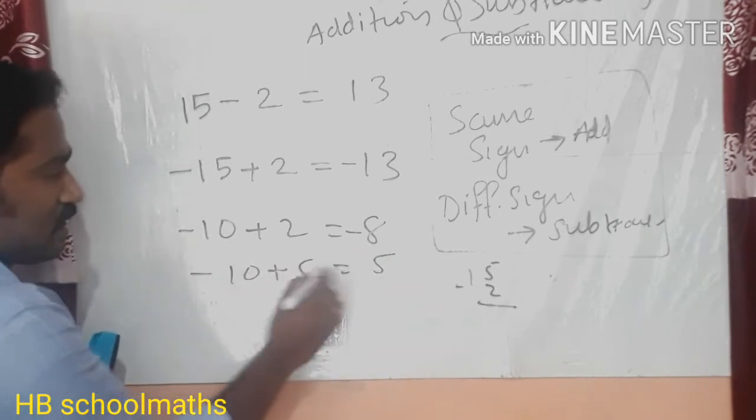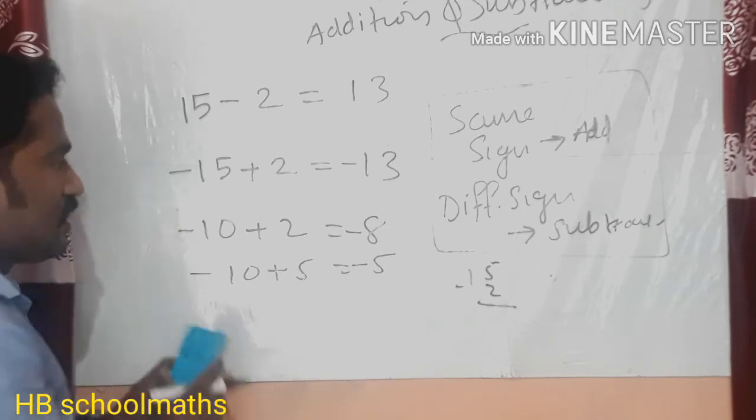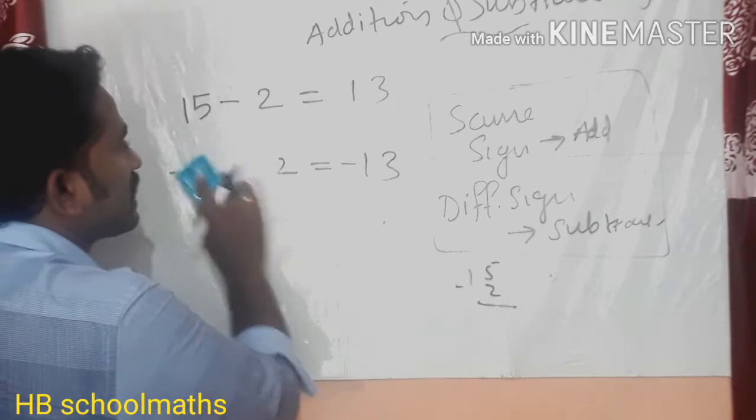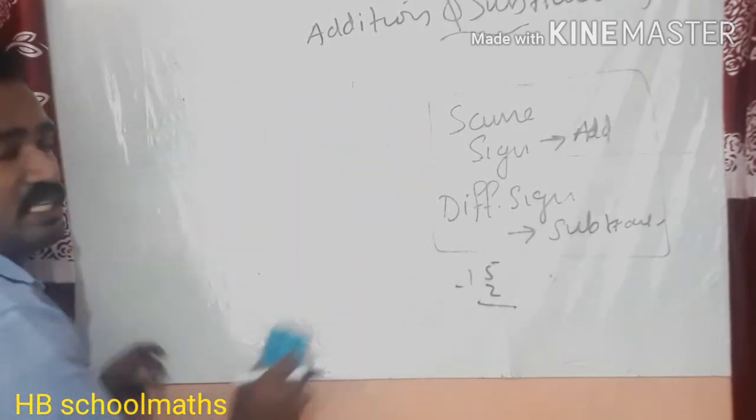So 10 is greater, so its sign is negative, answer is negative. You understand? Different sign comes. So some other questions I will do here. Listen carefully: whenever same sign, you have to add; different sign, you have to subtract.